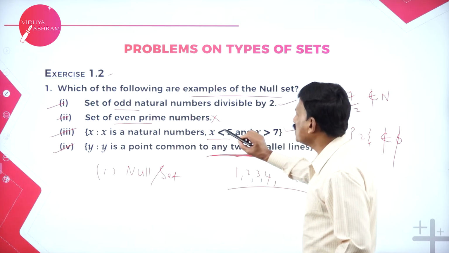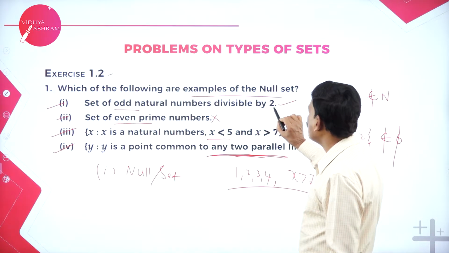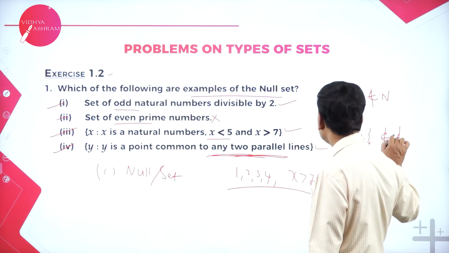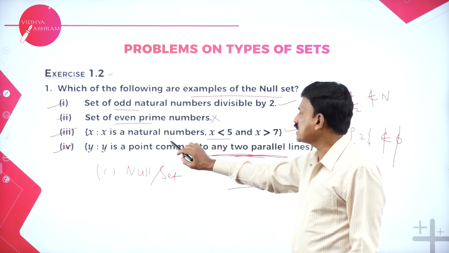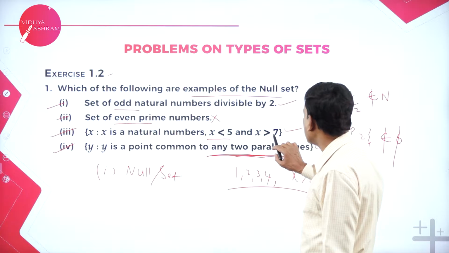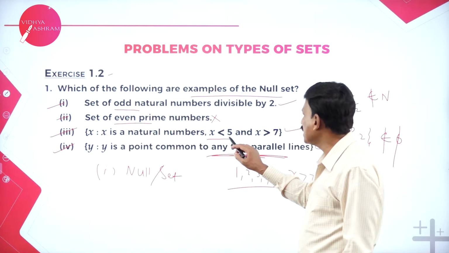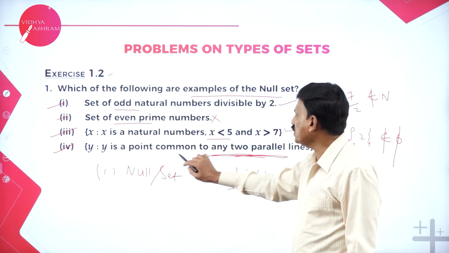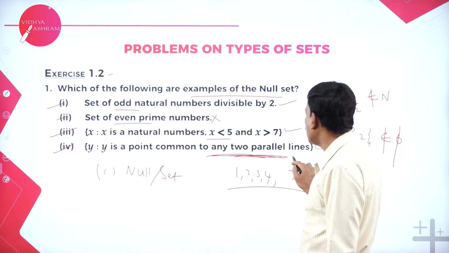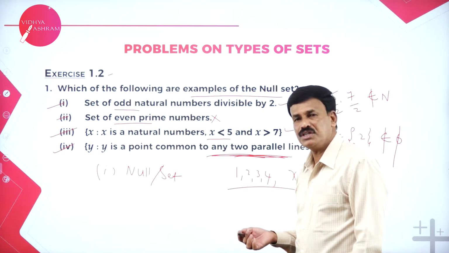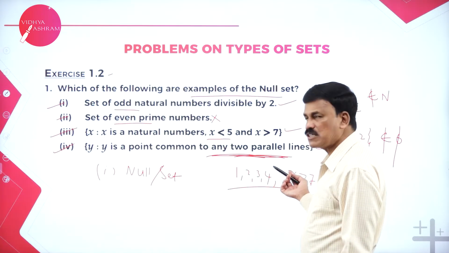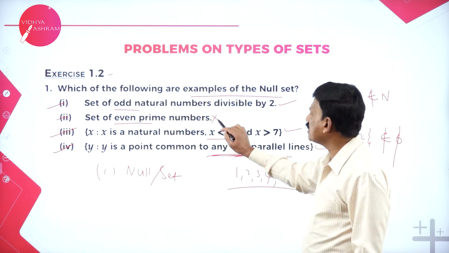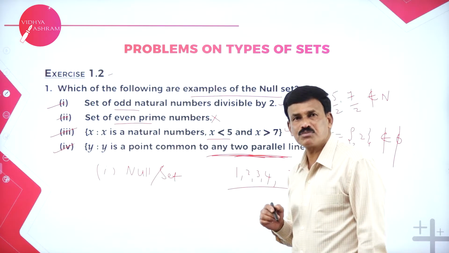So that's all. The set of all natural numbers divisible by 2 is an example for a null set. The set of even prime numbers is not a null set, because 2 is a prime number. Whereas x is a natural number less than 5 and greater than 7: there is no number simultaneously less than 5 and greater than 7, so this is a null set. And a point common to two parallel lines: two parallel lines do not have any common point, so this is also an example for a null set. So the first, third and fourth are null sets, whereas the second one is not an example for a null set.